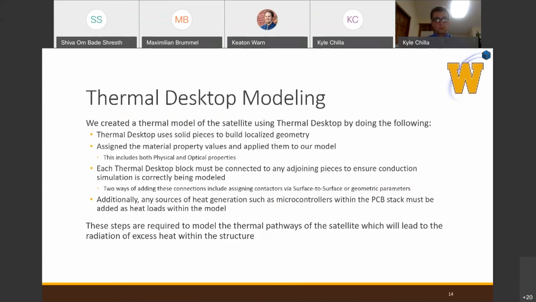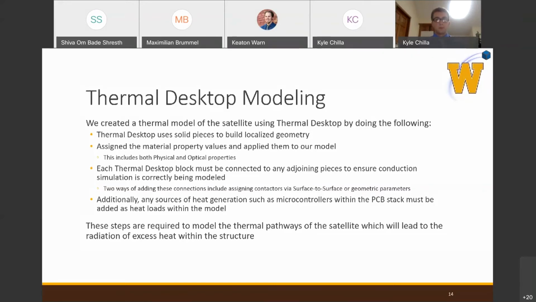Moving on to Thermal Desktop modeling. Since we required a model of the satellite in AutoCAD to use with the Thermal Desktop software, we first had to learn how to make these models. Each piece presented unique challenges which may alter the approach to the piece, but the basic steps: we would begin by making the base geometry of the satellite components, and then each piece of geometry would be assigned physical properties, and then we had to assign contactors, and there's either surface to surface or with geometric considerations. And where applicable, heat loads would be applied to represent internal components that produce heat. We'll talk more about those later in the breakdown of the internal components.